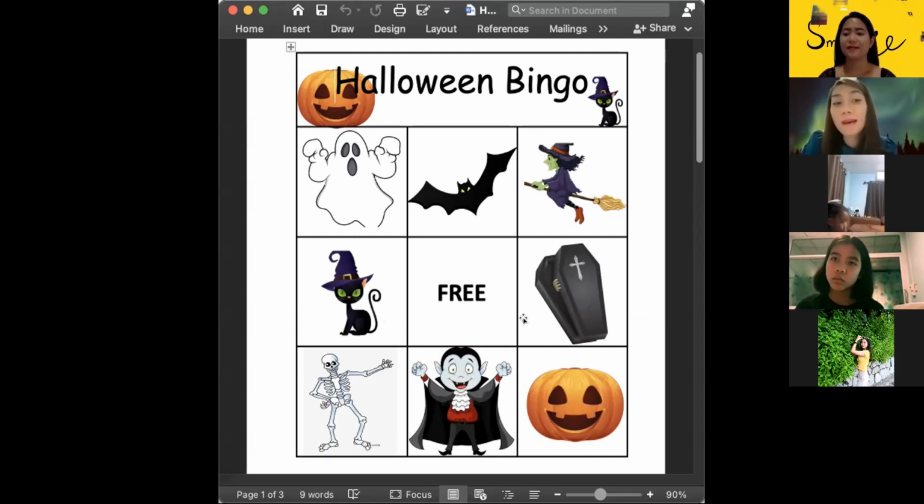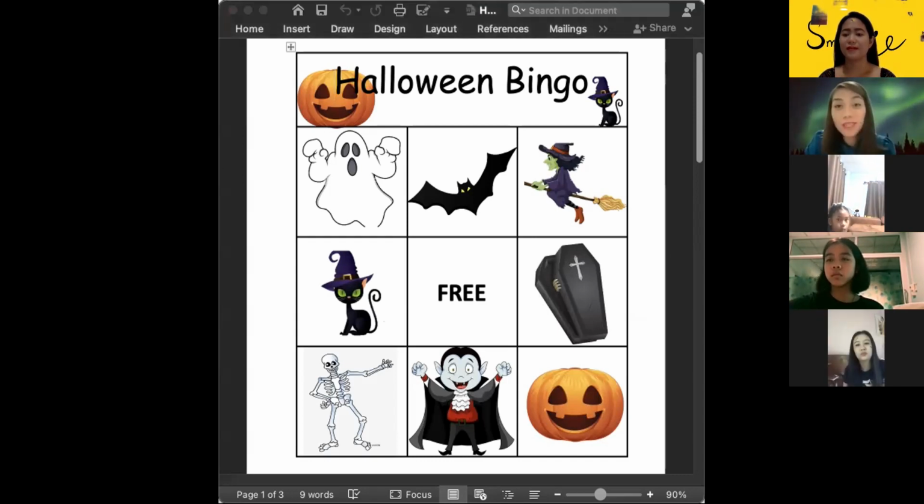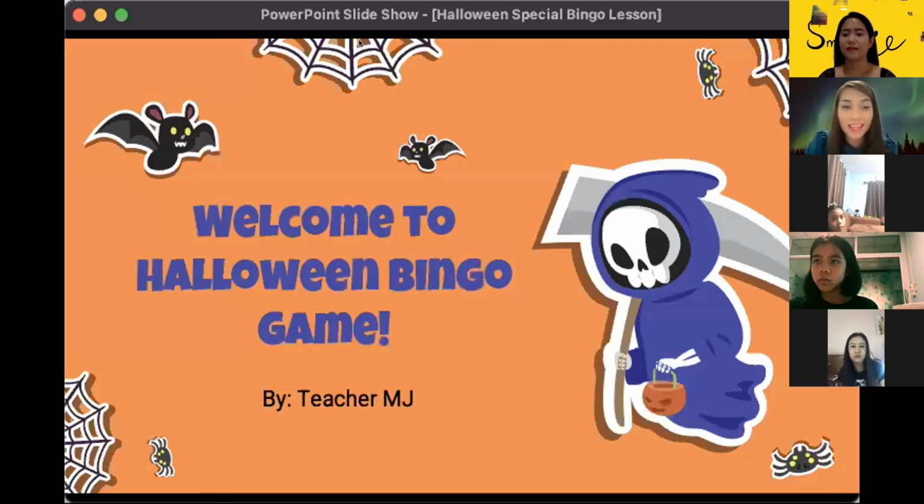Those are the vocabularies that we will be using in this year's Halloween bingo game. Now, let's begin. Before we start, I would like to introduce to you first the mechanics of the game. Are you ready?